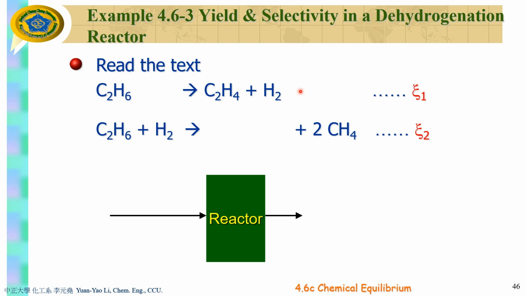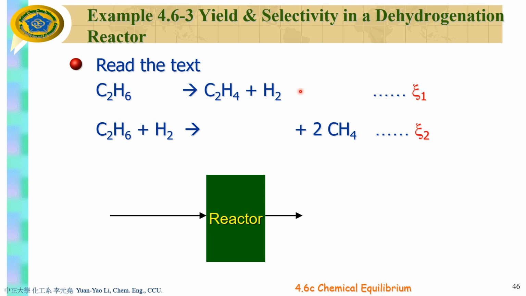In the slide you can see there are two reactions, right? The first one is the main reaction. The second one is the side reaction. The reactions take place in a continuous reactor, so it is steady state, and accumulation will be equal to 0, right? The feed contains 85% moles C2H6, and the balance is inert. So you have 15% moles of inert.